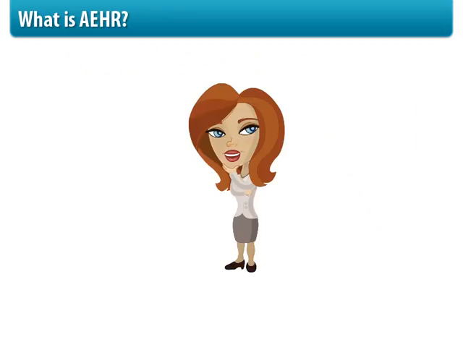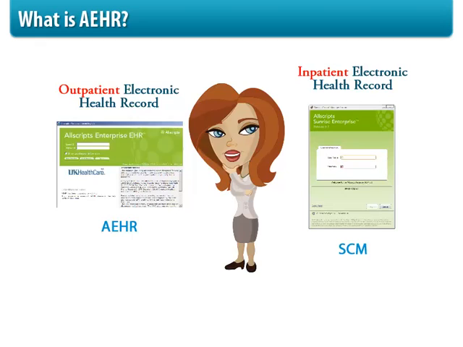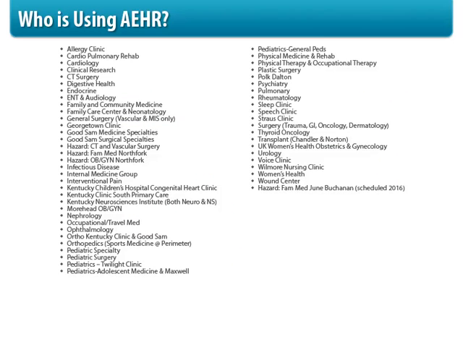Please feel free to download and print it if you wish now so that you can follow along for the remainder of the videos. AEHR stands for Ambulatory Electronic Health Record. Currently, UK Healthcare is using SCM, Sunrise Clinical Manager, as the inpatient electronic health record in our hospitals, and AEHR as the outpatient electronic health record in our clinics. The list of clinics using AEHR is shown on your screen. Barring special circumstances with advanced approval, IT will only grant you view-only access to AEHR if you are not working directly with one of the clinics listed here.